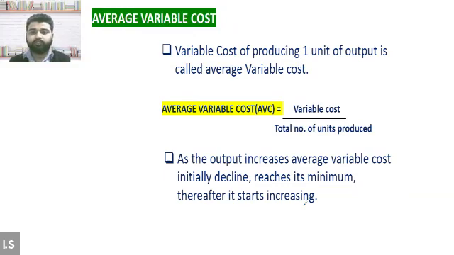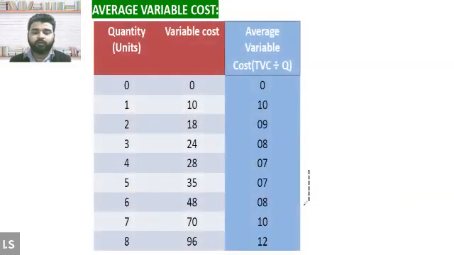Let me show you on the schedule. So this is how average variable cost will be calculated. Let's suppose we have taken the quantity as 0, 1, 2, 3, 4, 5, 6, 7, 8, and variable costs on these different units are 0, 10, 18, 24, 28, 35, 48, 70, and 96. In the third column, we have calculated AVC by dividing the variable cost by quantity. So 0 divided by 0 will give you 0 average variable cost. Then 10 divided by 1 is 10, 18 divided by 2 is 9, and so on: 8, 7, 7, 8, 10, and 12.